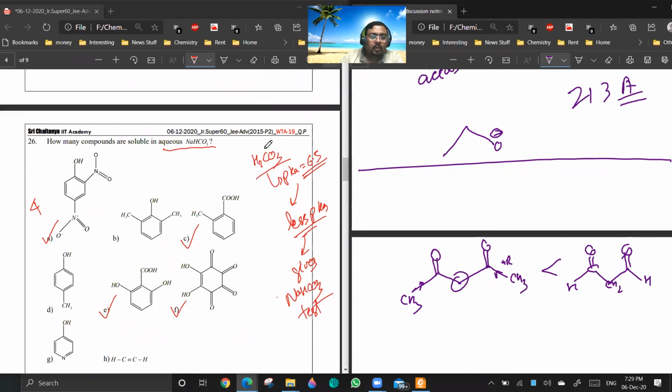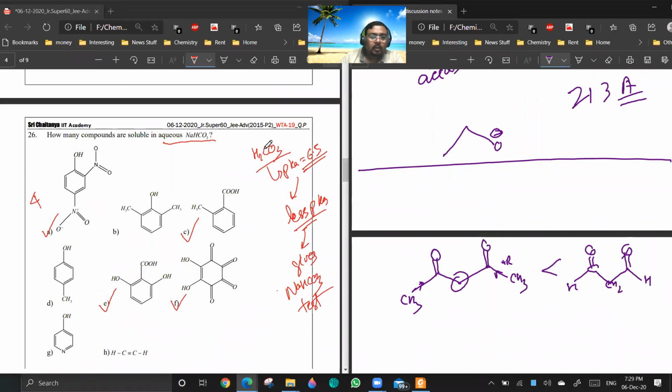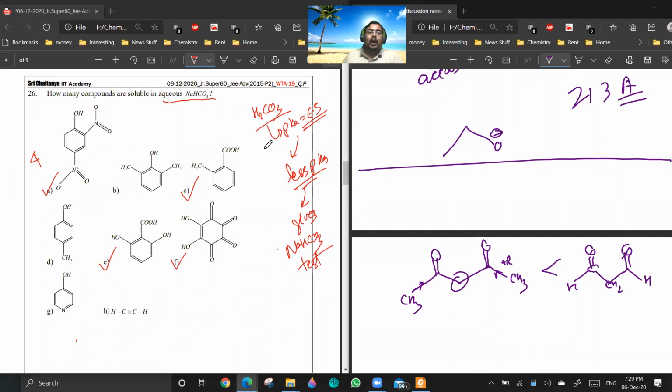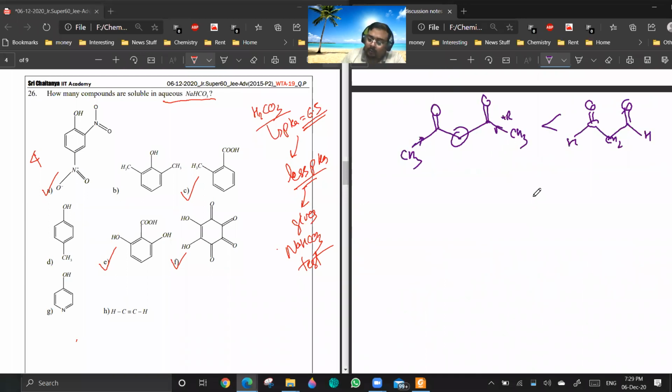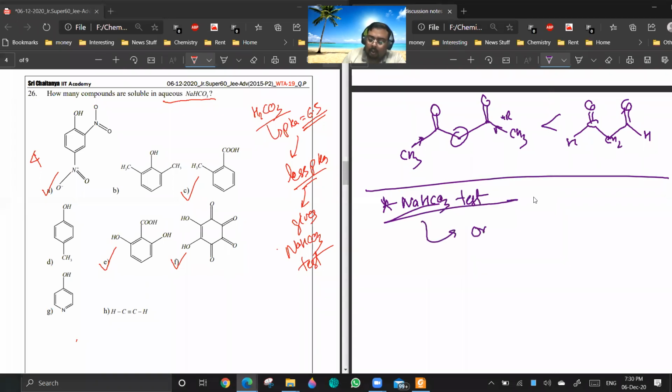In this kind of question, we should just check for acidity. I have told you there are two ways of solving this question, two parameters. First, when you're talking about the sodium bicarbonate test, the real parameter is that the pKa value should be less than 6.5.